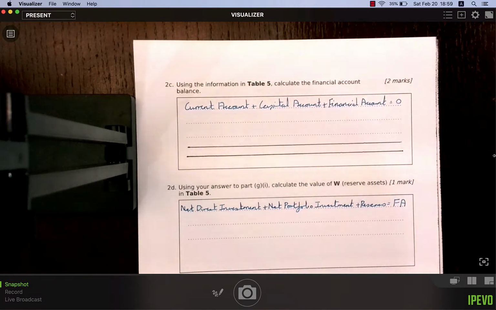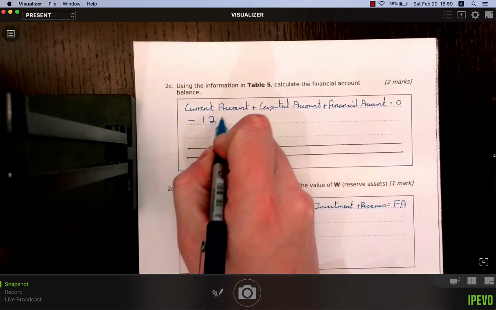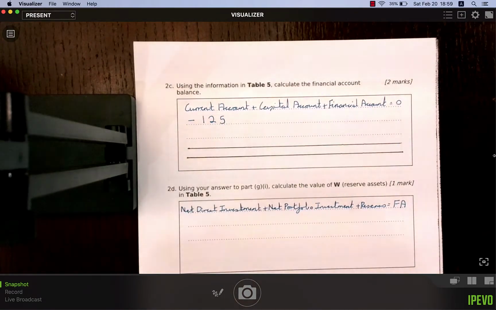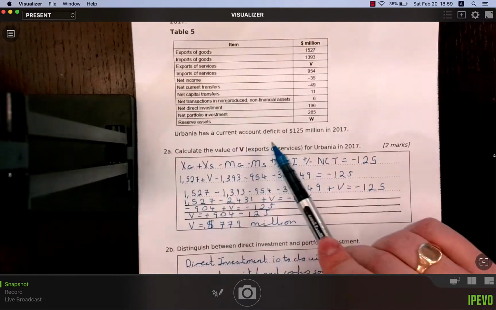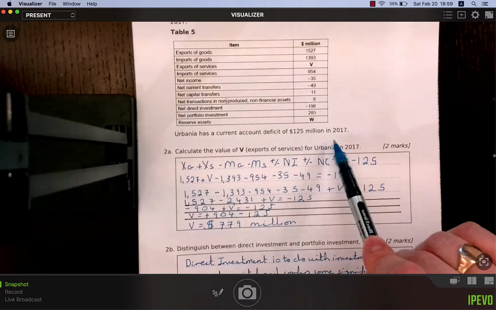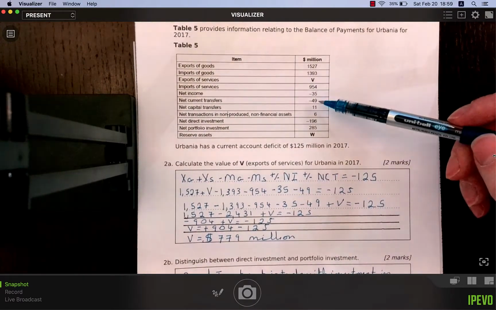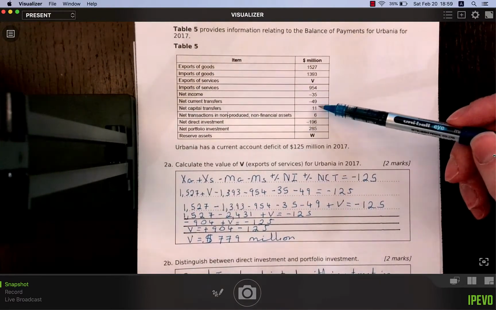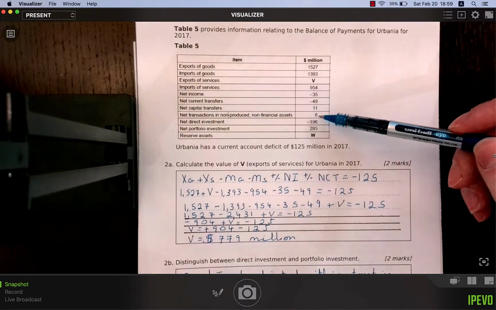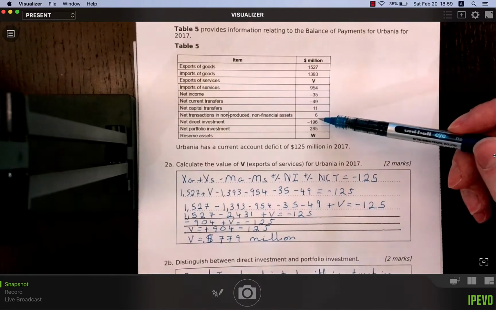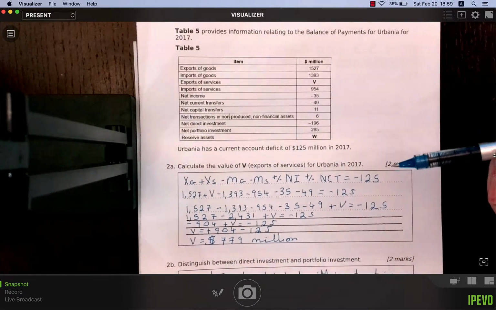Well, how do I know? The first thing I'm going to write down is the current account is minus 125. And the question you may be asking, and rightly so, is how do you know that? Well, I know that because it says Urbania has a current account deficit of 125 million. That's the very first thing. Now let's examine the table again. We have net capital transfers of 11, more money coming in than going out for capital reasons, and net transactions in non-produced, non-financial assets, that's another 6 million coming in as opposed to going out on net.